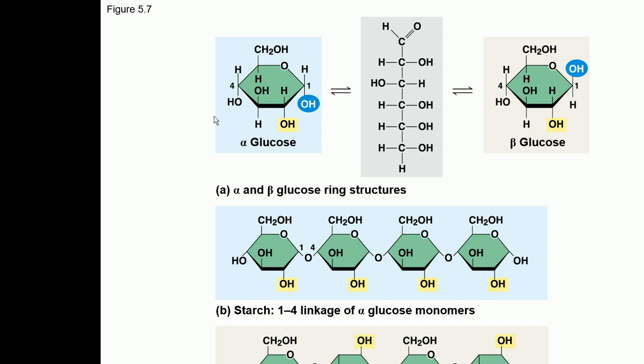It is below the plane in alpha glucose, and in beta glucose, the hydroxyl group linked to carbon number 1 is above the plane of this ring structure. So starch has alpha glucose, and cellulose is a polymer of the beta form of glucose. This is a very important point to remember: starch is a polymer of the alpha form of glucose, and cellulose is a polymer made of the beta form of glucose.